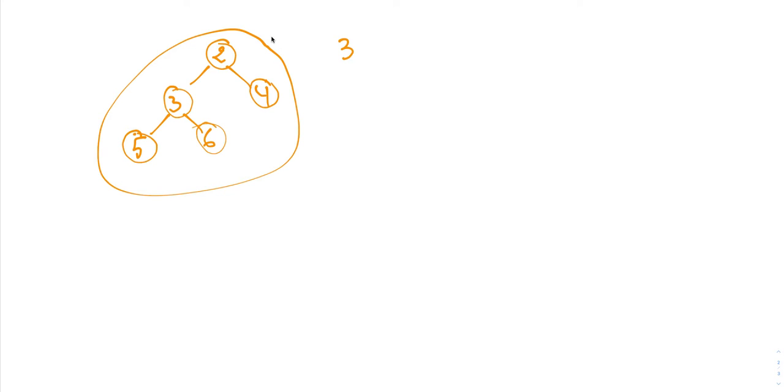So first of all, I need to know the maximum depth of this left subtree and the maximum depth of this right subtree. If I know the maximum depth here and the maximum depth here, and I want to know the global and the total maximum depth, I just need to compare the depth of these 2 subtrees, take the maximum and add 1 to it.